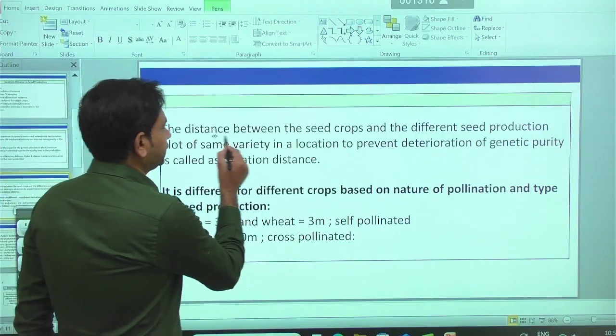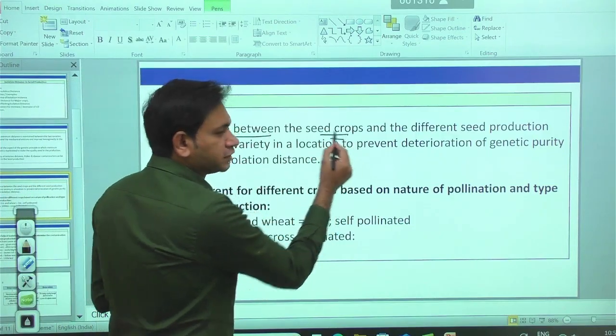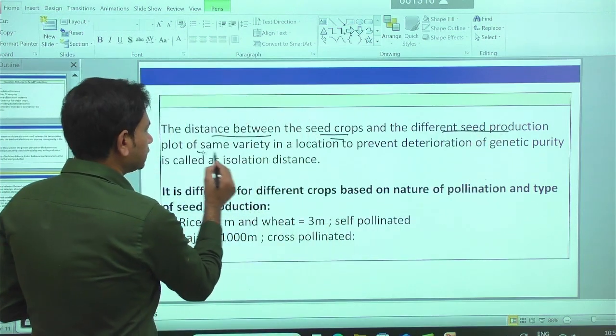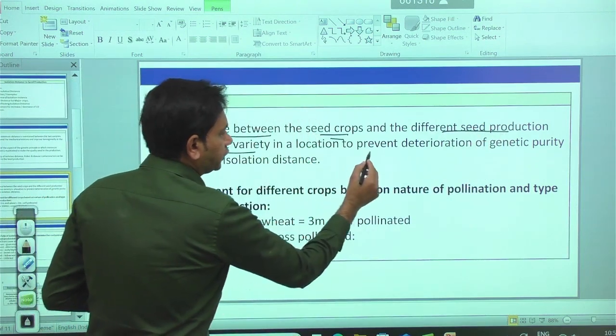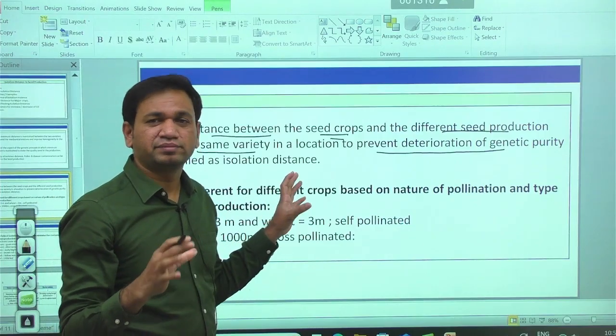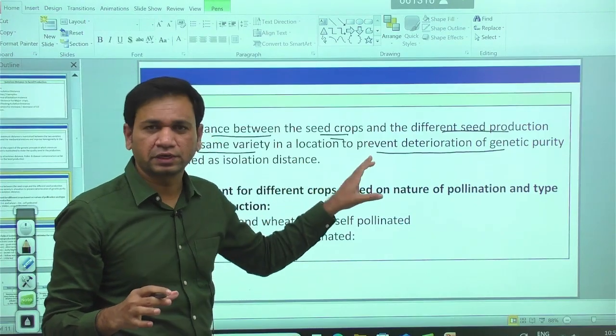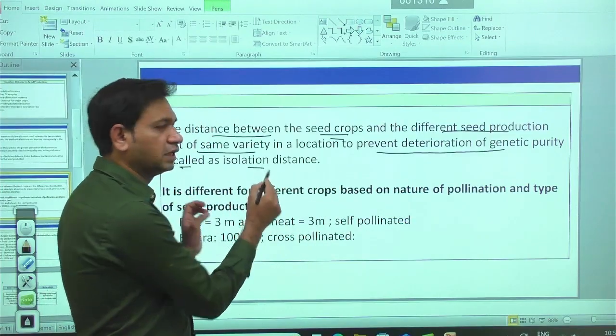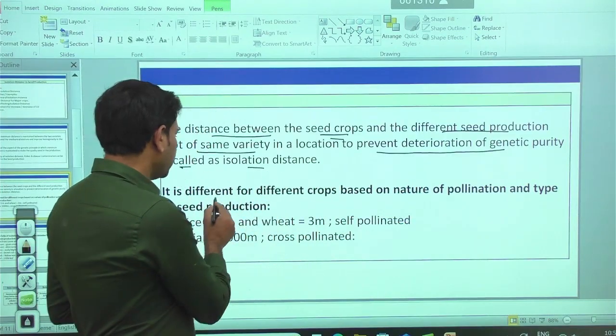So here, the distance will be maintained between two seed crops, and different seed production of the same plant variety in the location, to prevent the deterioration of the genetic purity. As much as possible, the minimum distance maintained between the two varieties to minimize the deterioration in the genetic purity in the given seed lot is called isolation distance. So it is different, right?